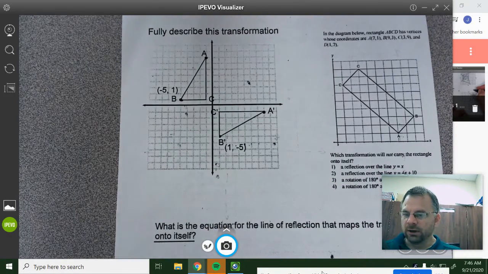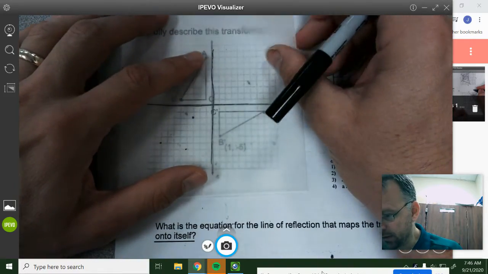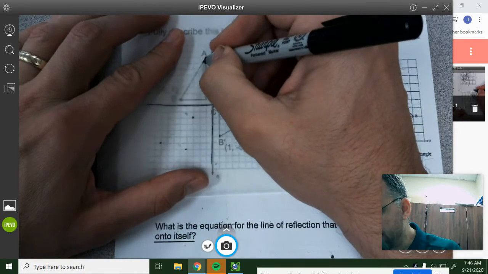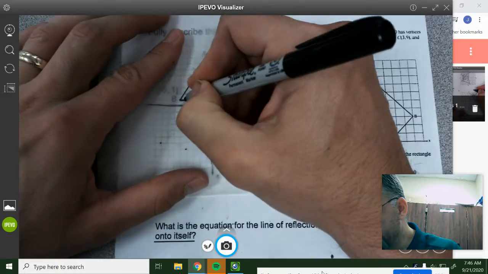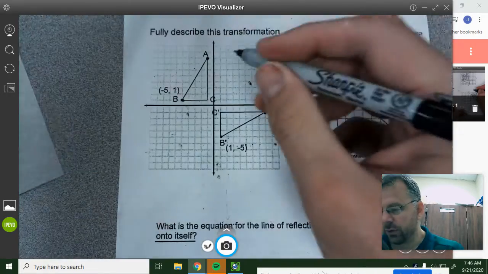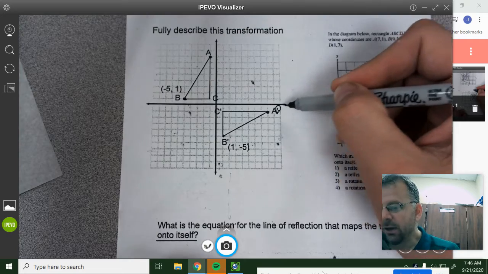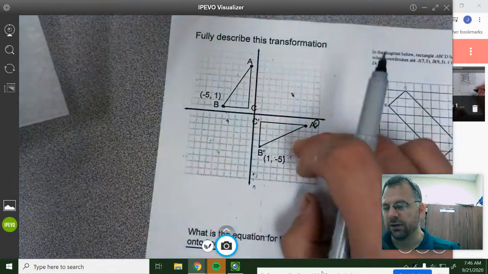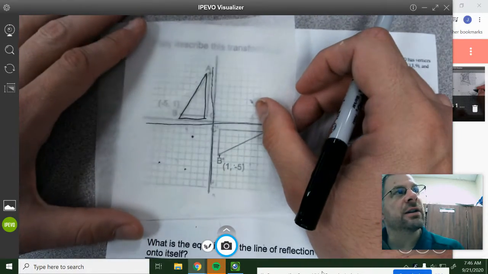Okay? On the back, fully describe this transformation. Okay, so I've got to see what's going on here. Here's my axis. This is the original one. The ABC is the original one. The one with those little marks is the transformed one. So when it says A prime, that means this is where A has been moved to. So this is the new one, and this is the original one. Okay, so we've got this triangle here.